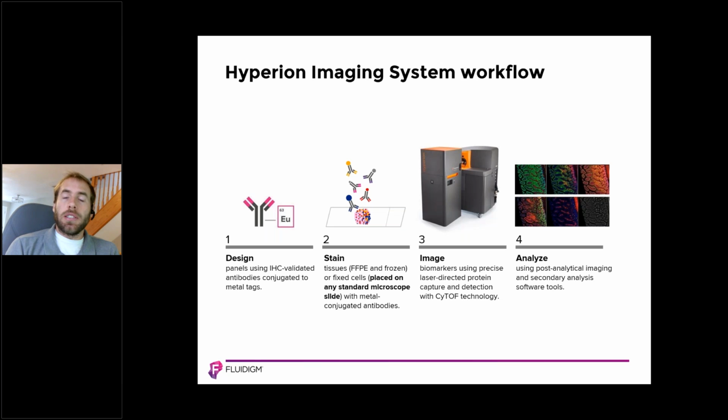Once you get your cells or your slides stained, you insert them into the Hyperion here, and then you image. And the image, as Sydney mentioned, is generated by a laser rastering across that tissue. And once you have the image acquired, you're going to do your analysis, look at post-analytical imaging, and use probably some secondary analysis software and other tools that we'll discuss in a bit.